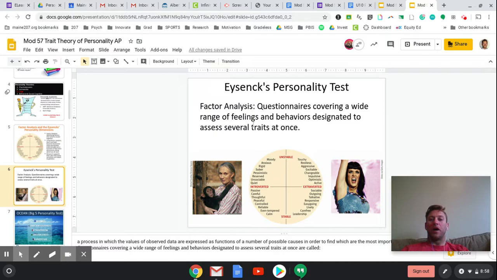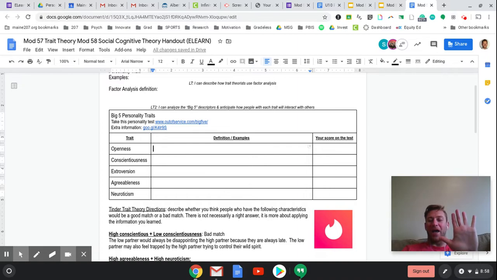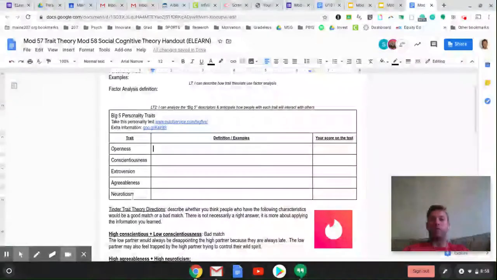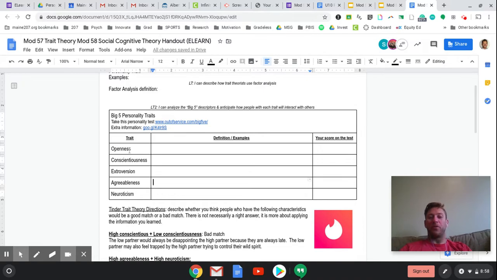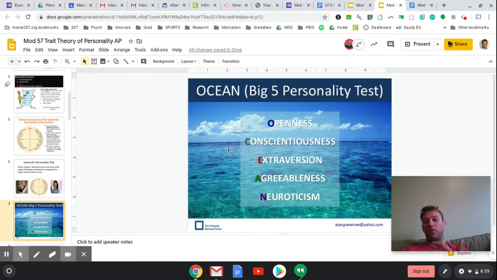Now what you're going to do is go to your handout and click this personality test right here. When you take this personality test, you're going to be given the big five personality traits. There's openness, conscientiousness, extroversion, agreeableness, and neuroticism. One of these actually came up on the free response 2 years ago, so I would definitely be aware of what all five of these words mean. An easy way to remember the big five personality traits is OCEAN: openness, conscientiousness, extroversion, agreeableness, neuroticism.